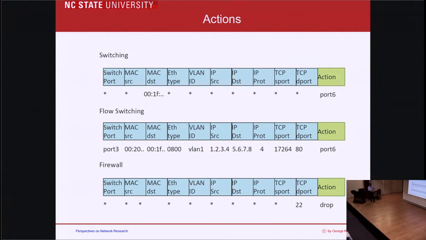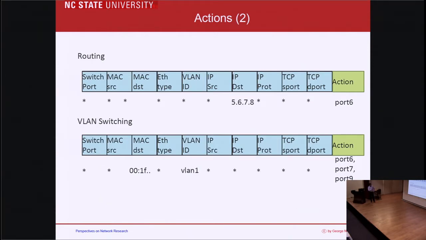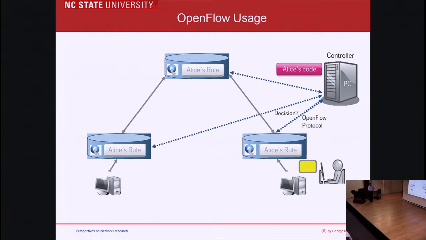You can do flow switching, where you don't match just the destination address, you match a whole bunch of fields that define a flow, and then you tell it, if you match all of these, send it to port 6. Okay, so that's flow switching. You can do firewall, which says if it's port 22, drop it. Okay, that's a firewall action. You can do routing that matches the IP destination address. You can do VLAN switching, where it just matches the VLAN ID and then sends it to whatever ports they need to go.